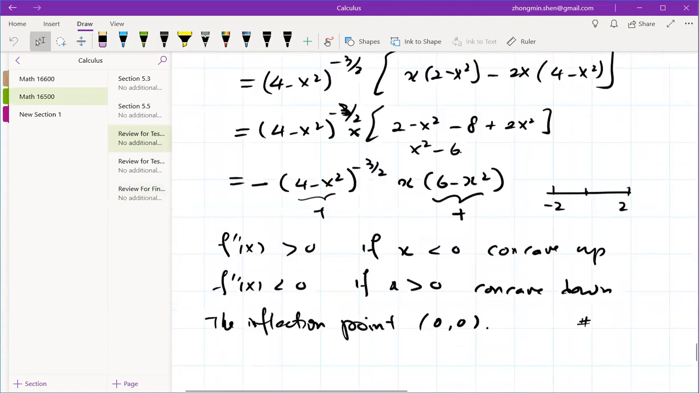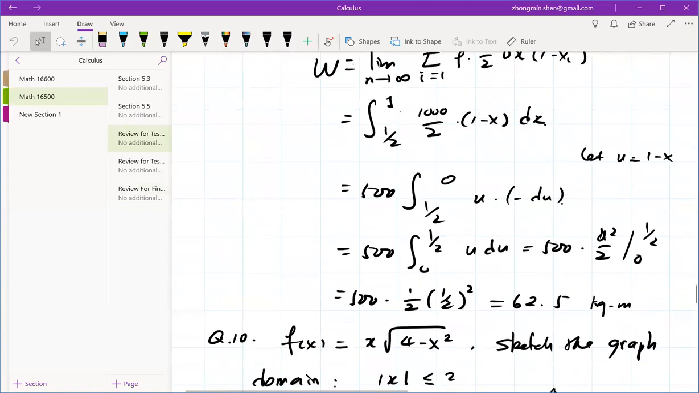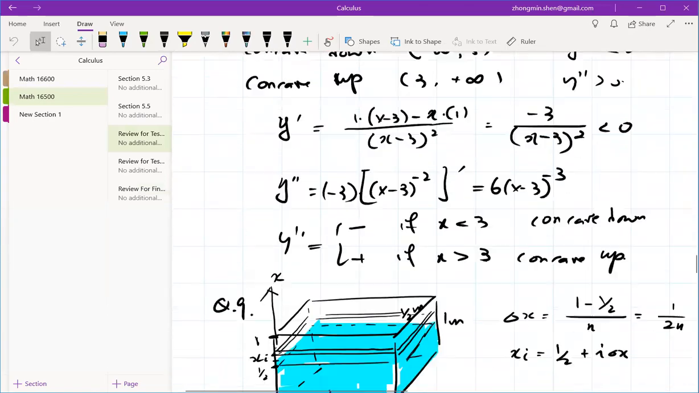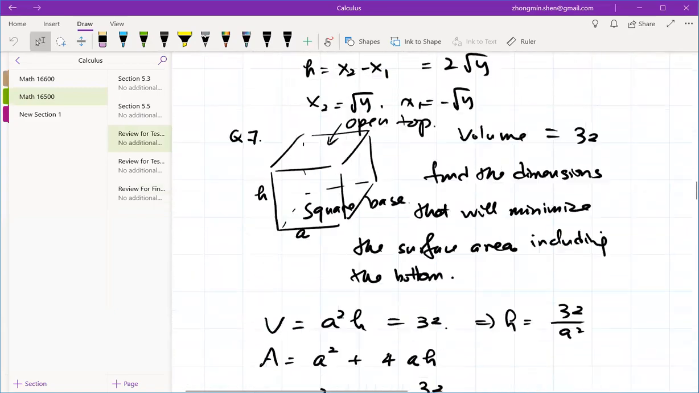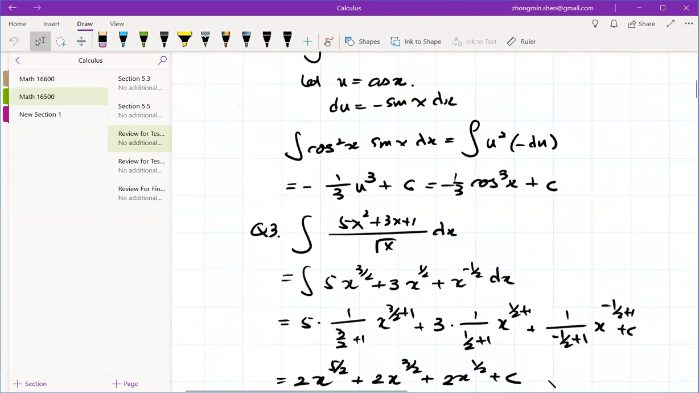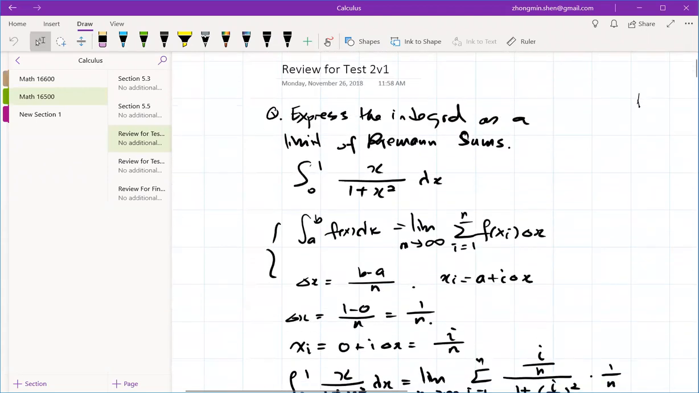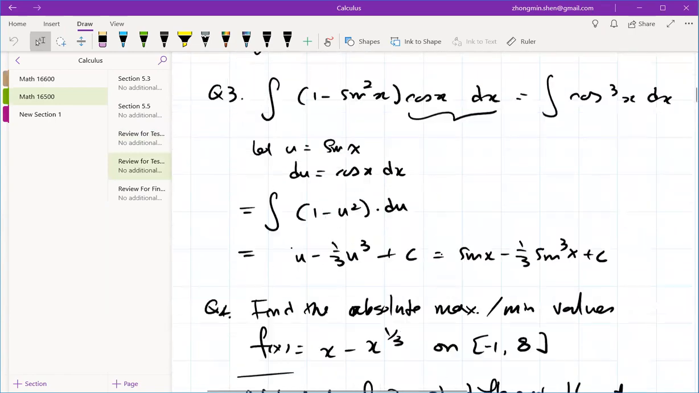Okay, this is my previous notes. I'm not sure this is it. No. Yeah, test 2.